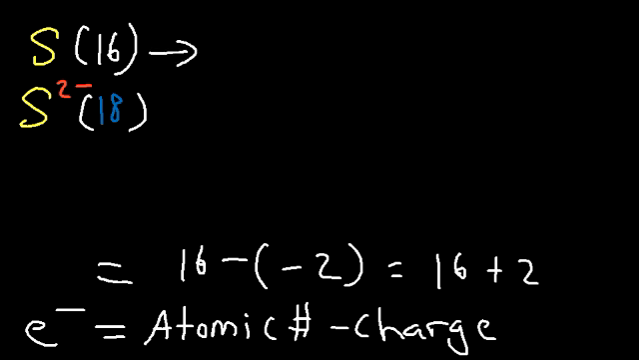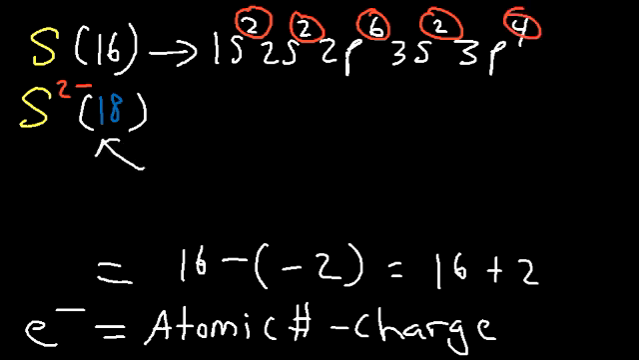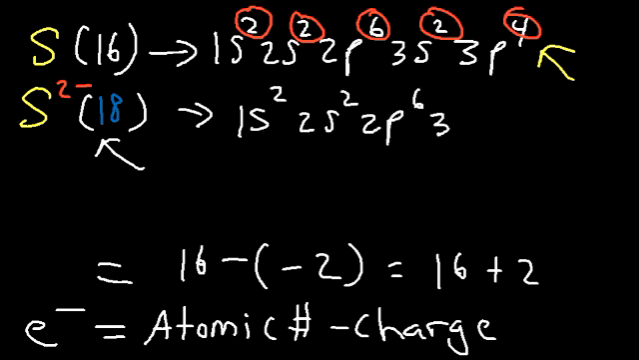Now the electron configuration for sulfur is going to be 1s2, 2s2, 2p6, 3s2, and 3p4. So basically you follow the same pattern as we've been doing, but you keep going until the exponents add up to 16. 2 plus 2 plus 6 is 10, plus 2 is 12, plus 4 is 16. Notice that we need 18 electrons for the sulfide ion. So we're going to add 2 more electrons to this number. So it's going to be 1s2, 2s2, 2p6, 3s2, 3p6.